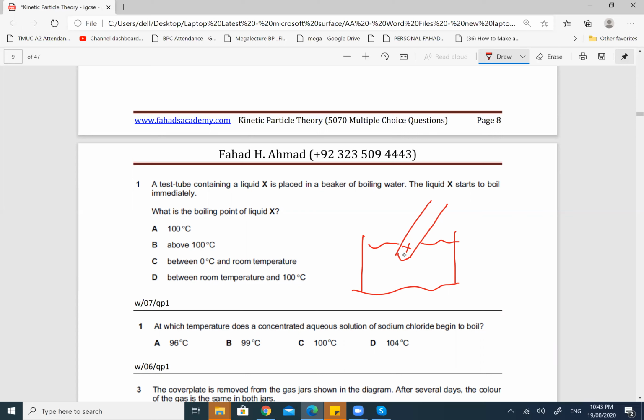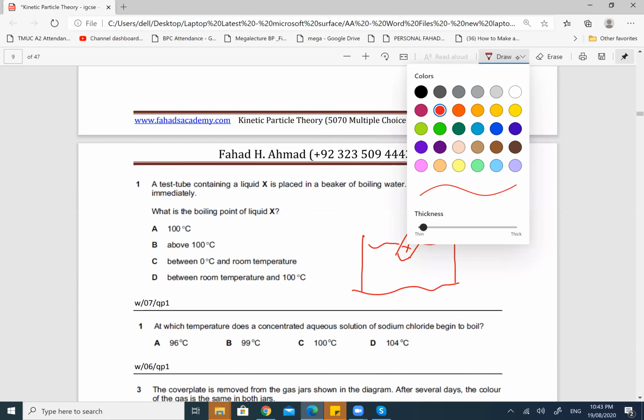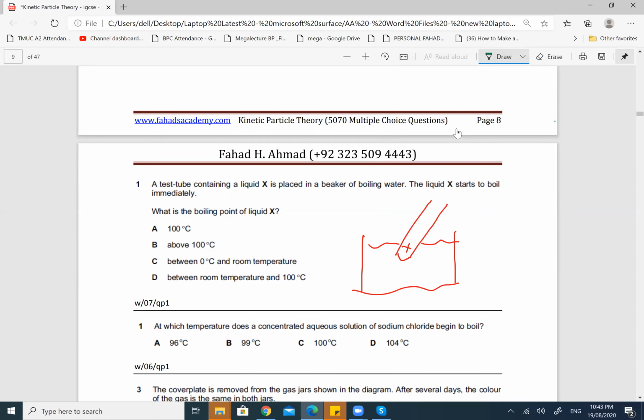Above 100 degrees. It's either A or B, right? No, you have to be sure. You need to think about all four options. Between 0 degrees and... Oh, okay. Yeah, D.